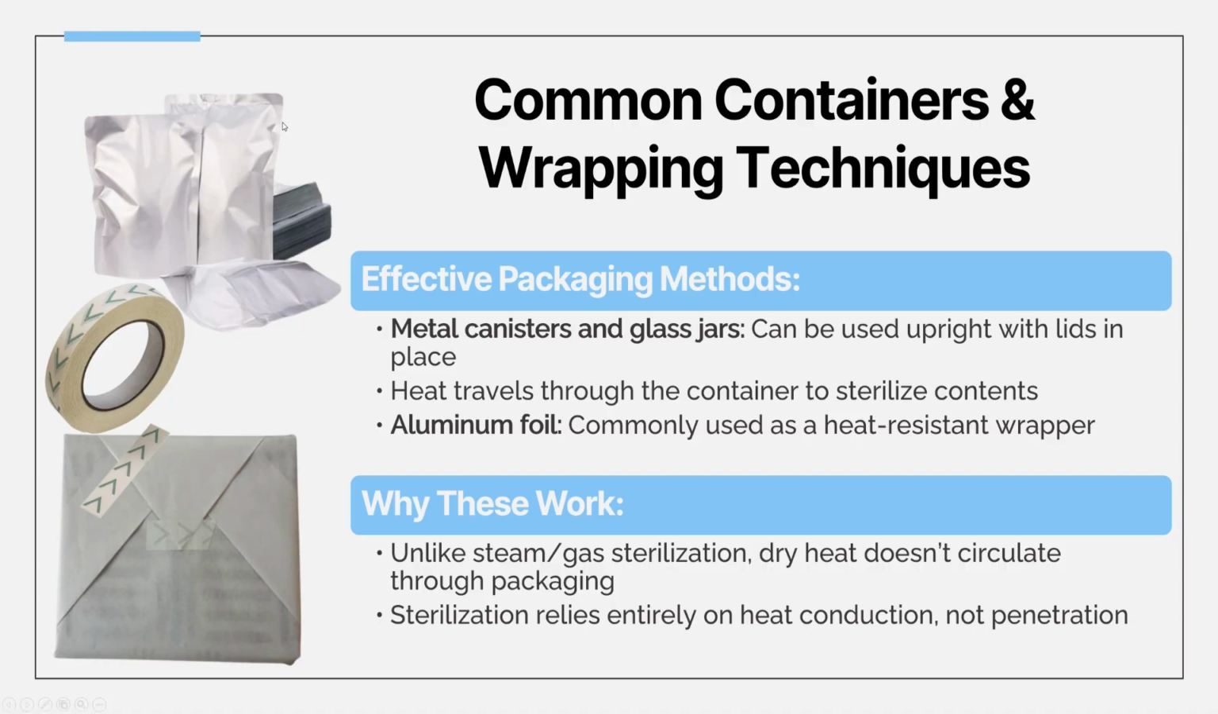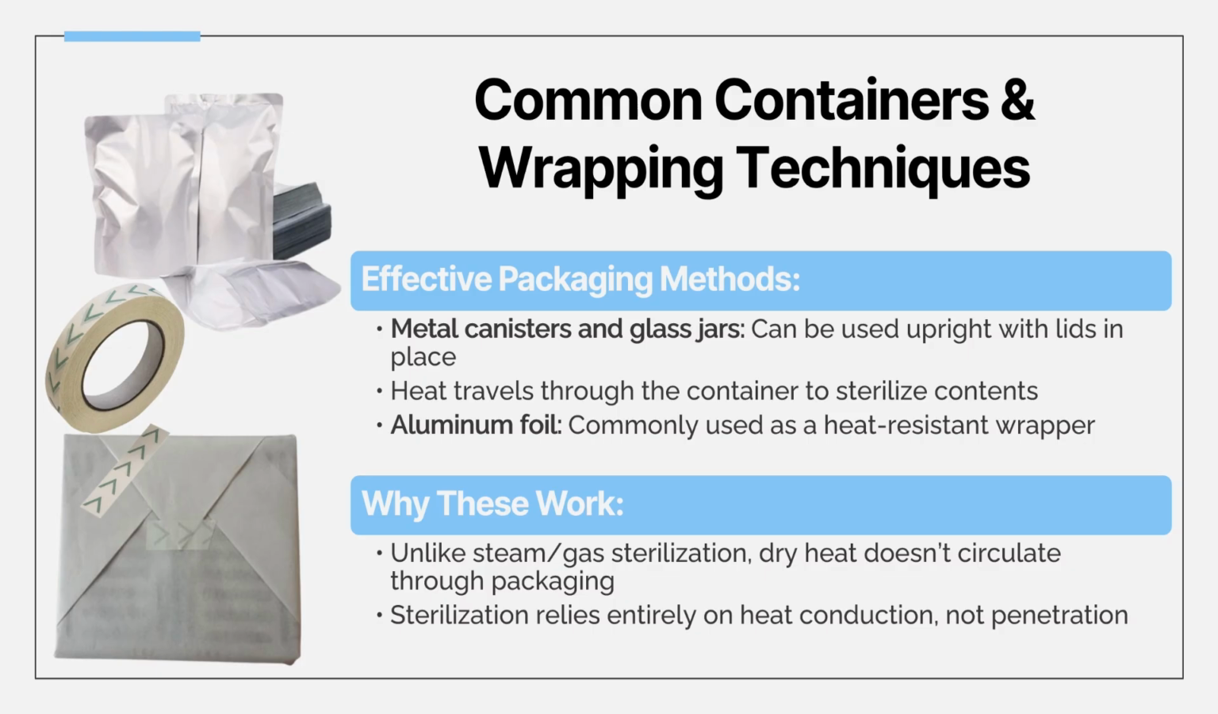Aluminum foil is also common, so a lot of the peel packs that are used in dry heat methods are actually made out of foil like this. It's heat resistant and wraps tightly without blocking heat transfer. So we avoid paper, plastic, or steam pouches here. They can't handle high heat and don't allow proper conduction.